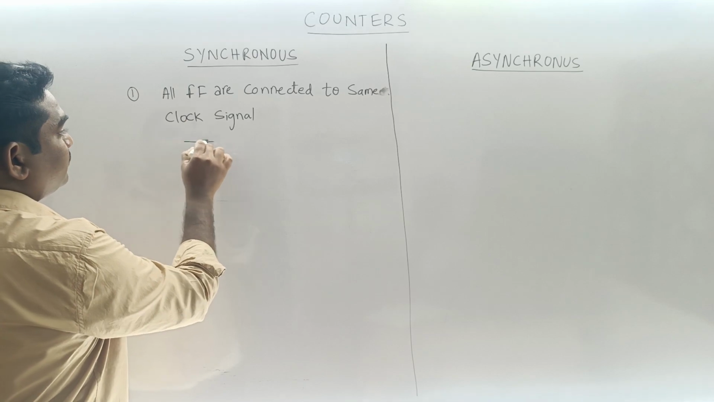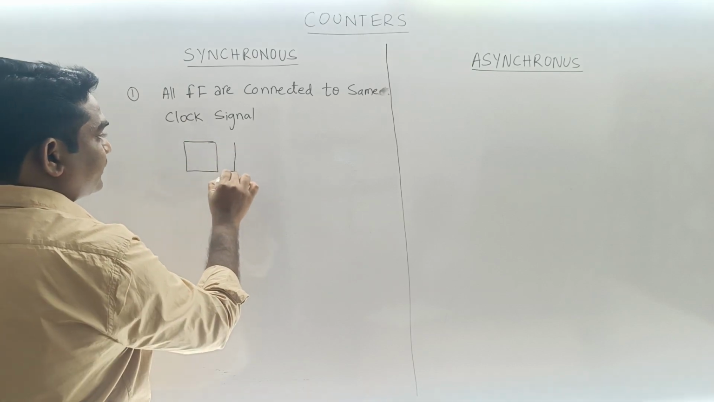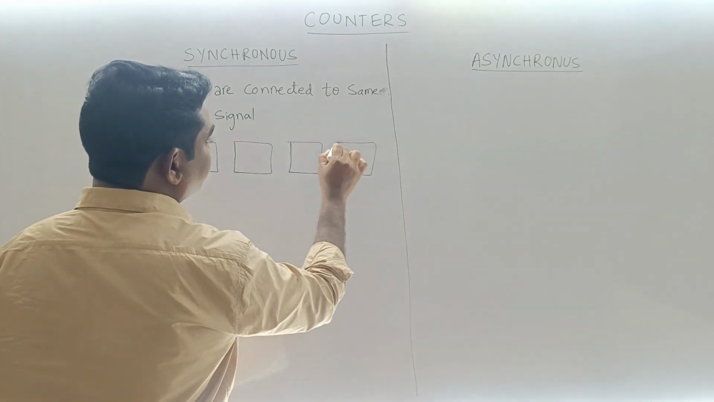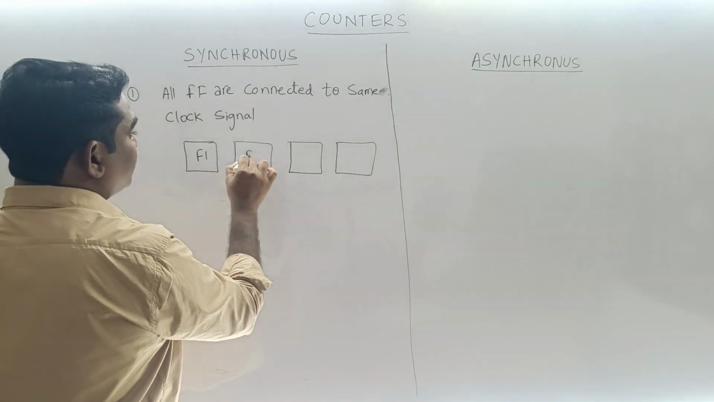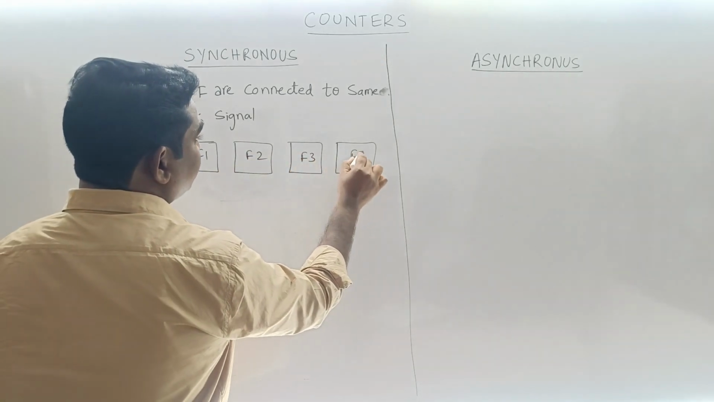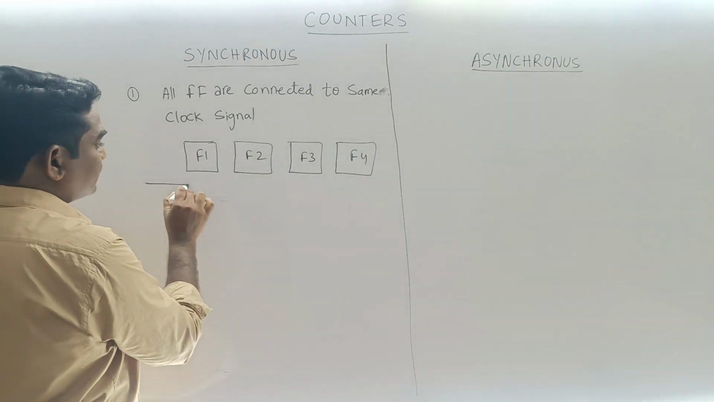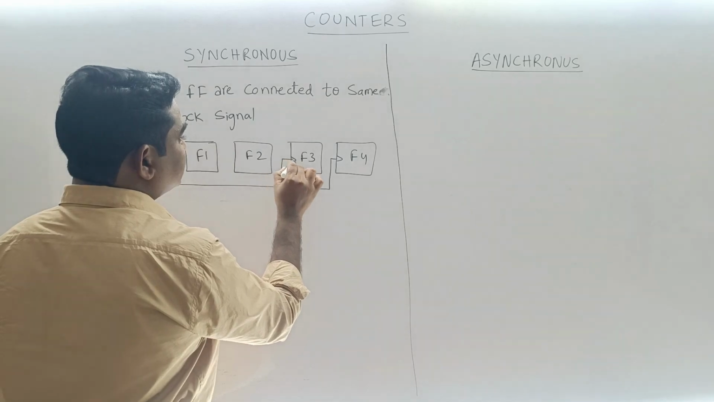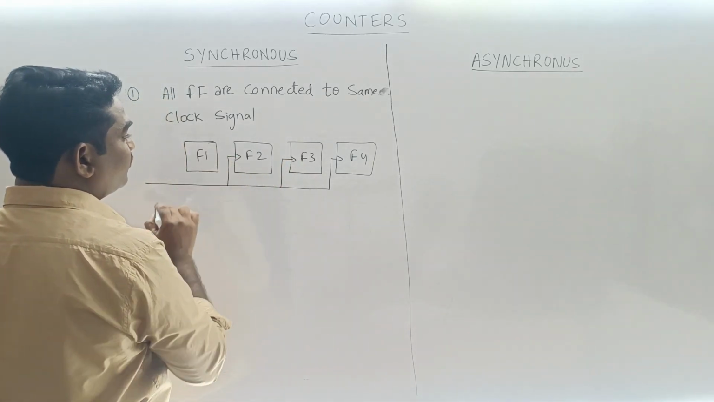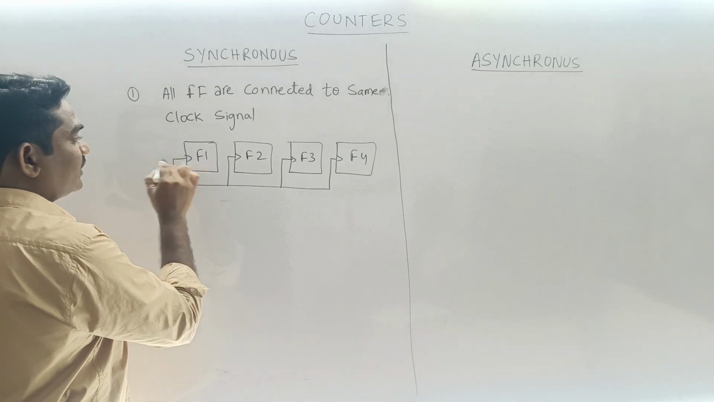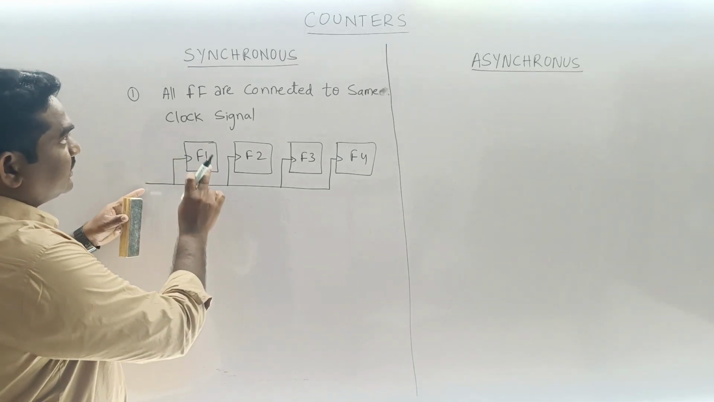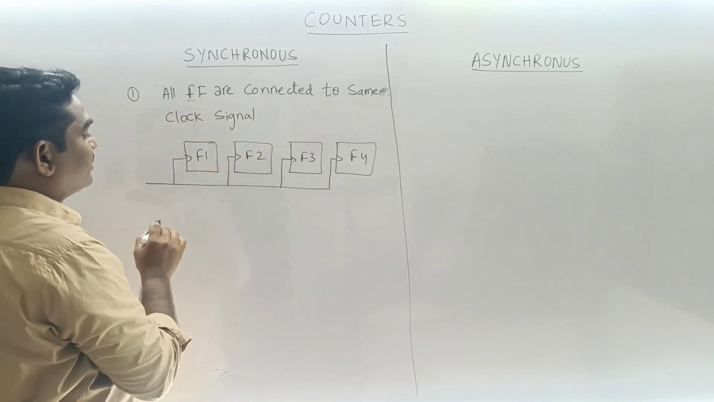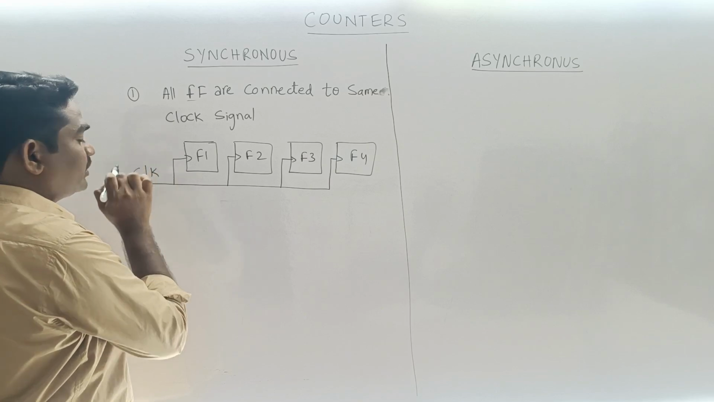Let me give the circuit diagram also to understand better. Here these are the flip-flops. Let us say I take 4 flip-flops: flip-flop 1, flip-flop 2, flip-flop 3, and then flip-flop 4. Here this is a clock signal I will apply. And now the same clock is applied to flip-flop 4, 3, even 2, and finally 1. The first point is telling that all flip-flops are connected to the same clock signal.